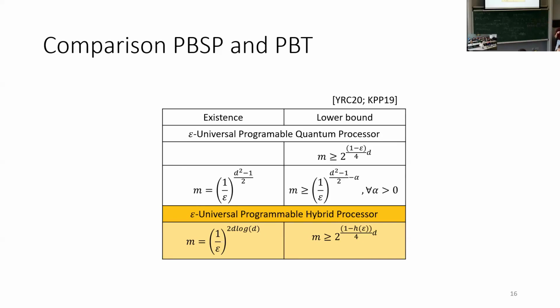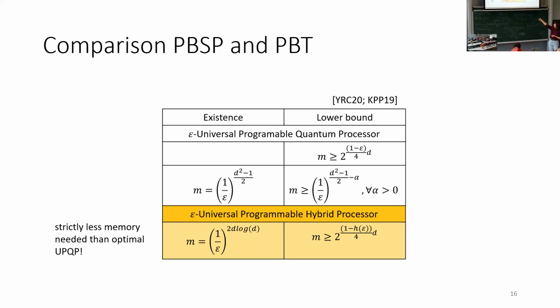For the quantum case, where we have quantum input and quantum output, the gap between existence and optimality is closed, where the exponent is d squared. So in particular, the hybrid processor is better than a quantum processor, but that's what we expected. There is a gap: it's strictly weaker, or it needs strictly less memory to compute it.